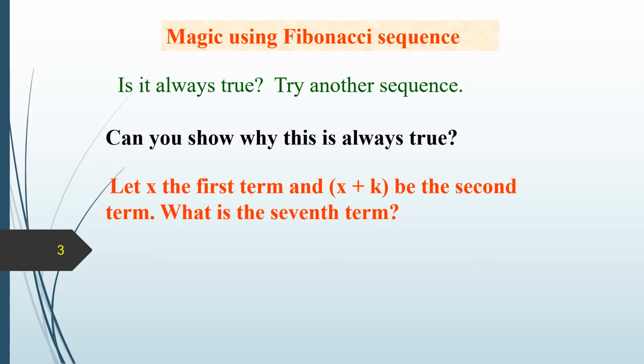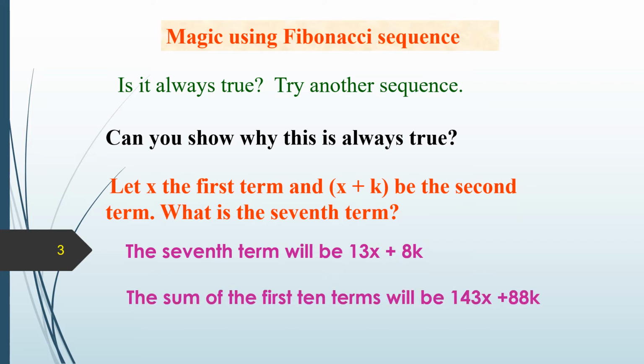Let x be the first term, x plus k be the second term, 2x plus k will be the third term, and what will be the 7th term? It will be 13x plus 8k. And ask them to find the sum of first 10 terms, which will be 143x plus 88k. Now when the students multiply 13x plus 8k by 11, they will get 143x plus 88k.